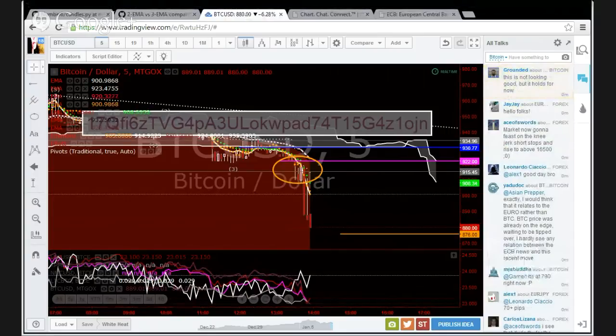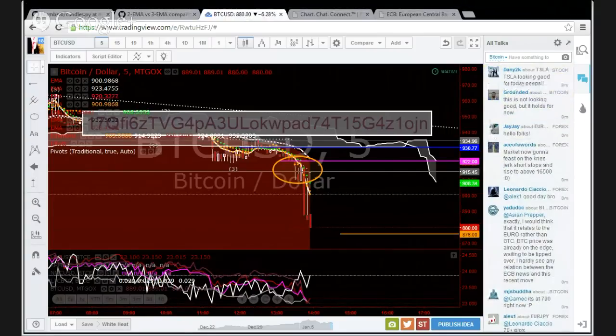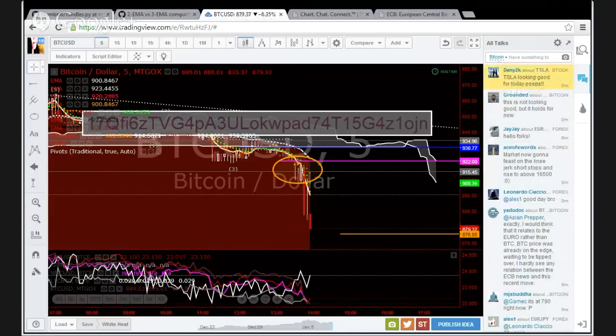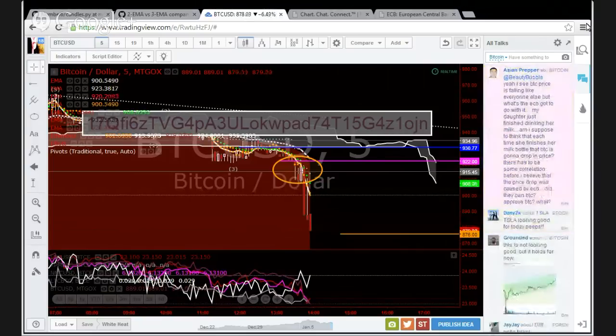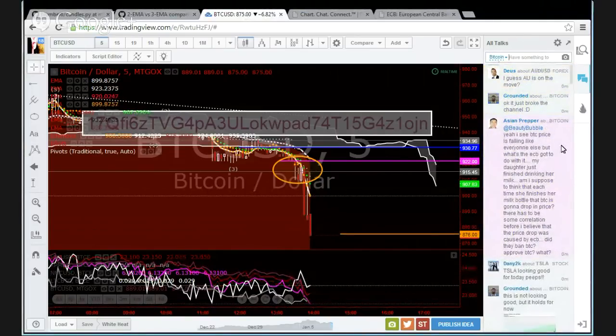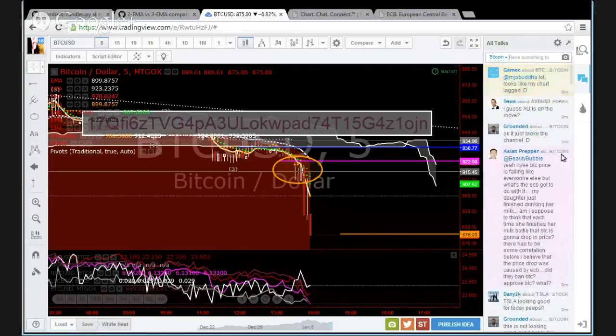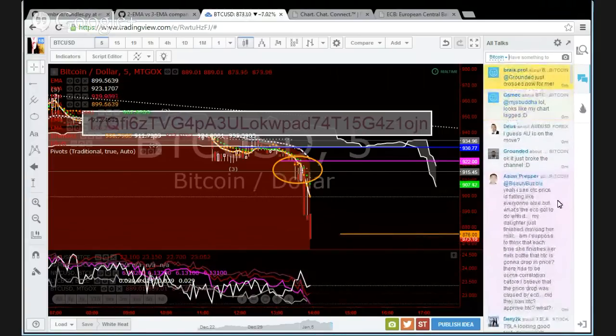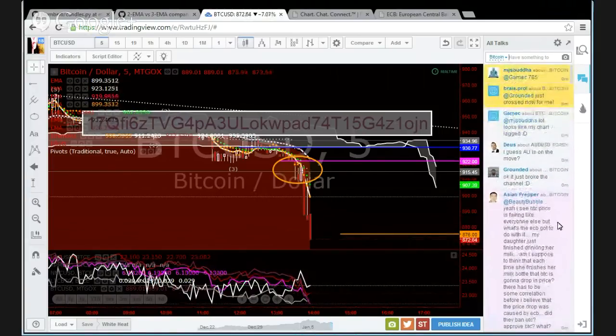I'm glad you guys are here with me. Look at this beauty bubble. Yeah, I see the BTC is failing, but like everything else. But what's the ECB got to do with it? My daughter just finished drinking her milk, and I'm supposed to think that each time she finishes her milk bottle, that is going to drop their house. What?